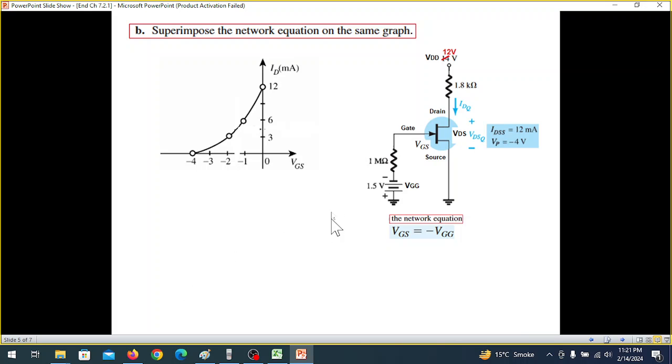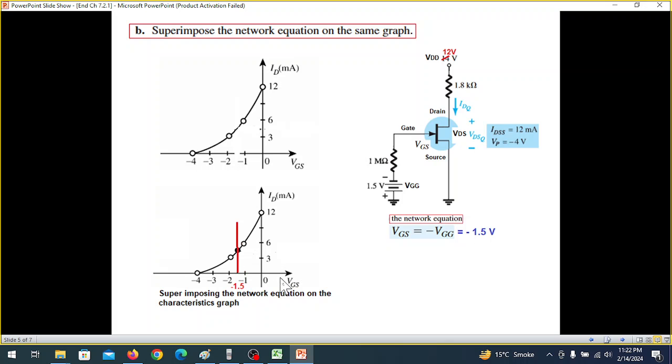Now let's go to part B. Superimpose the network equation on the same graph. This is the graph, and this is our network equation. That means VGS is equal to minus VGG, and VGG in the question is 1.5, so VGS is minus 1.5. So at minus 1.5, we have to draw a straight line. We drew a straight line. This is all it wants. Superimpose the network equation. So this is the network equation.